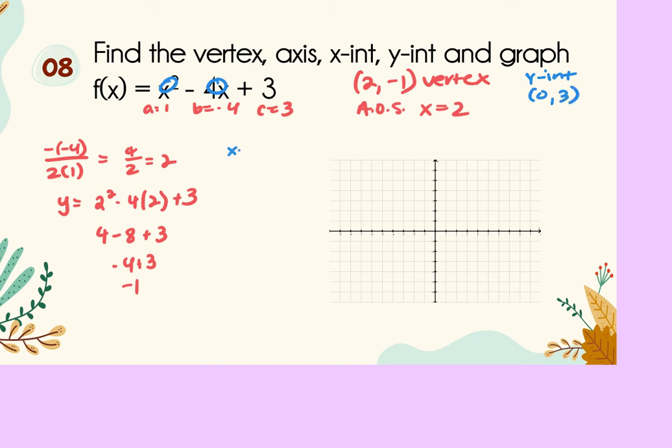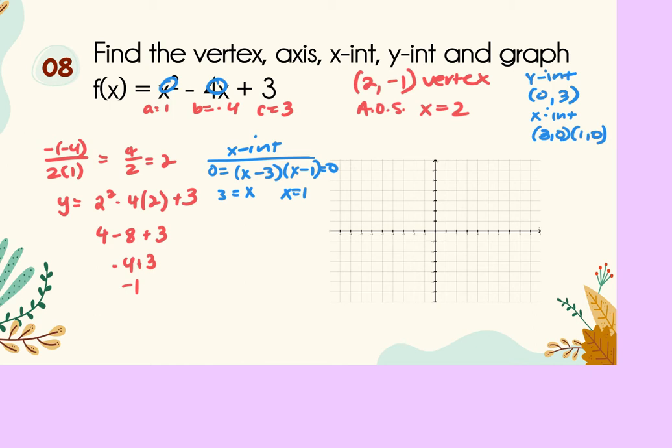And then the x-intercepts, I would see if this is factorable. Are there factors of positive 3 that sum to negative 4? Negative 1, negative 3. So I can actually factor this. If I couldn't factor it, then I have to use the quadratic formula from here. So I can factor this. 0 would equal x minus 3 and x minus 1. And then I'd split and solve, and I get x equals 3 and x equals 1. So 3, 0, and 1, 0.